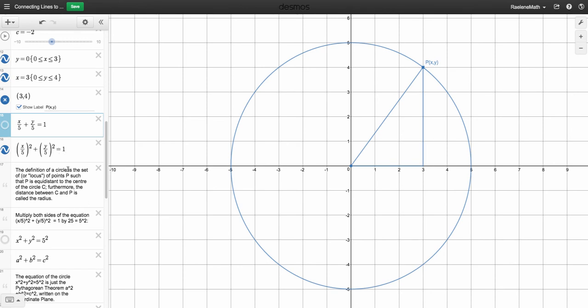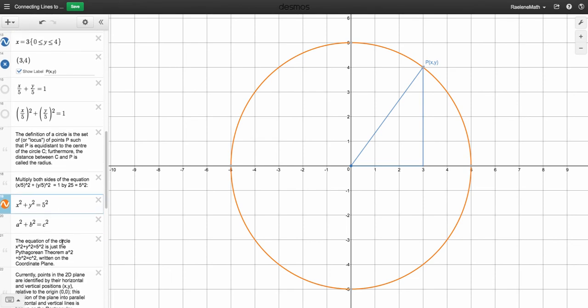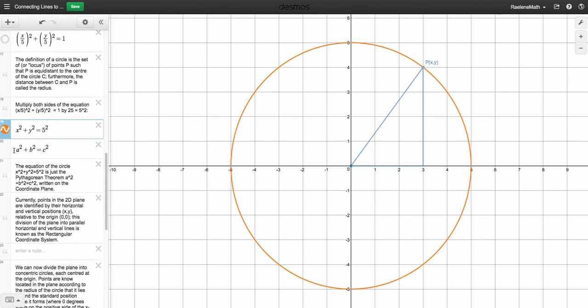And so if we multiply both sides of this equation by 25, we get this equation down here instead. And this equation, if we turn it on, we see it's the same circle. And so there's a similarity between that equation and a very famous theorem, the Pythagorean Theorem, which of course was the relationship that we had for the a, b, and c of the right triangle.